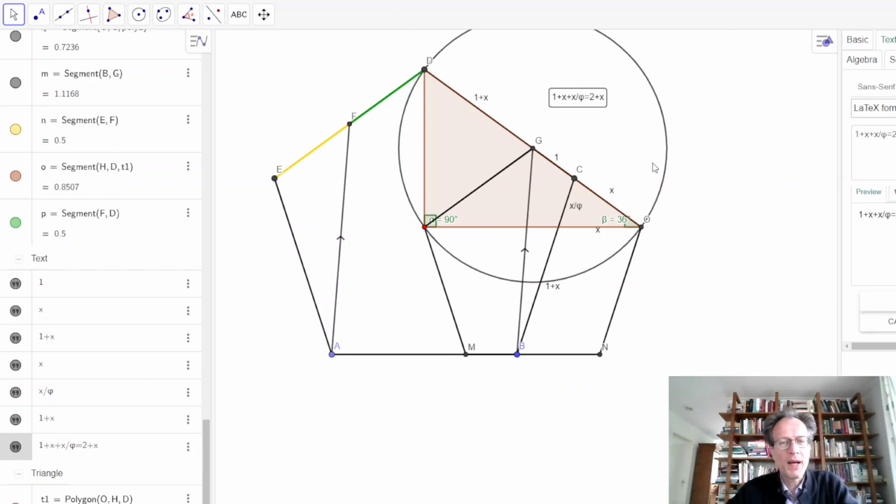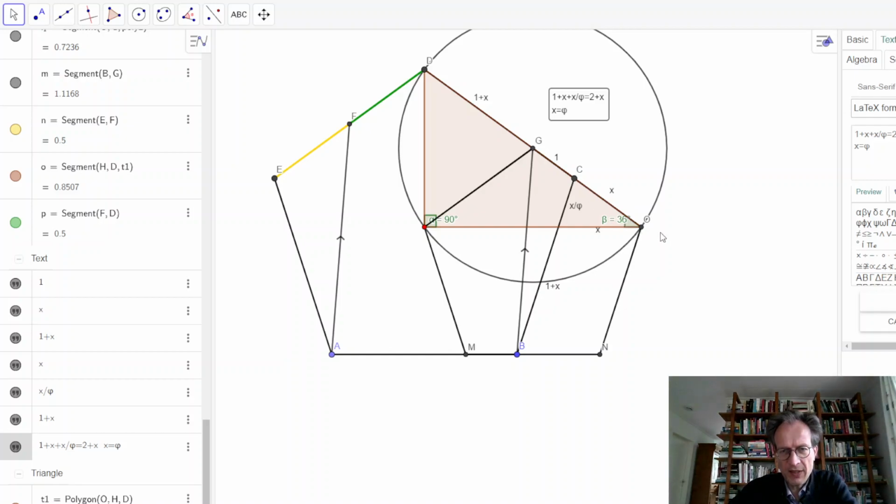So here we have found a linear equation in x, and it's very easy to solve. Therefore, we know that x must be phi. You can easily solve that. X equals phi. That's the solution of this linear equation. So we have found that this has length phi, this is length 1, and this is length 1 plus phi.